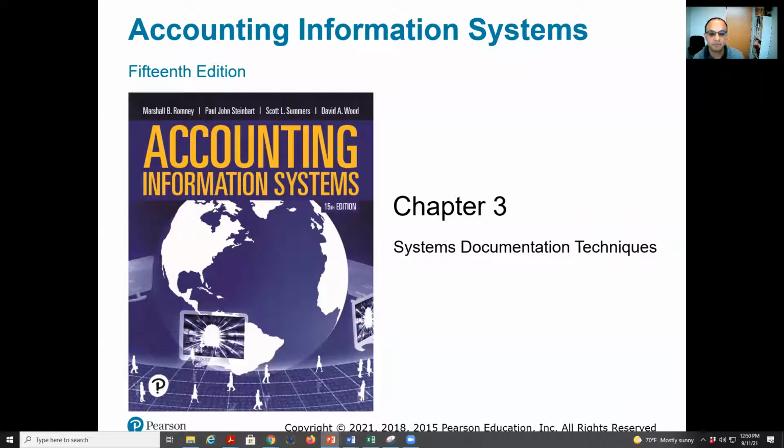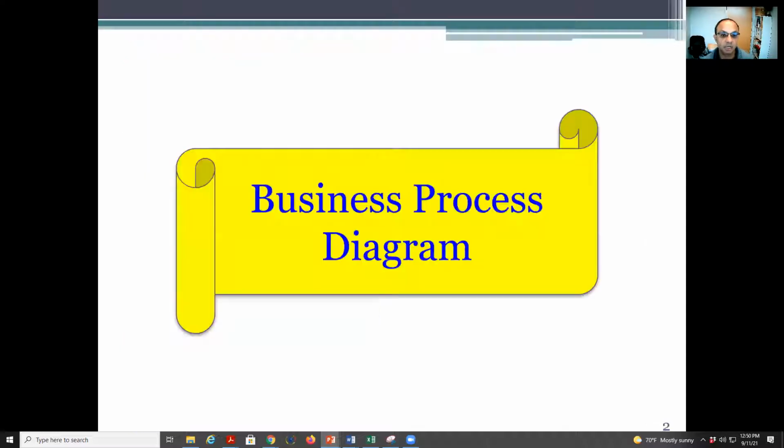Hi there. In this video, we will continue our discussion about systems documentation techniques. If you remember in the previous video, I talked about two techniques that we can use in documentation. The first one is the data process diagram, and the second one, flowcharts. And we showed how to make the flowchart either on Microsoft Word or on Lucidchart. But in this video, I will talk about the third type of diagram that we can make.